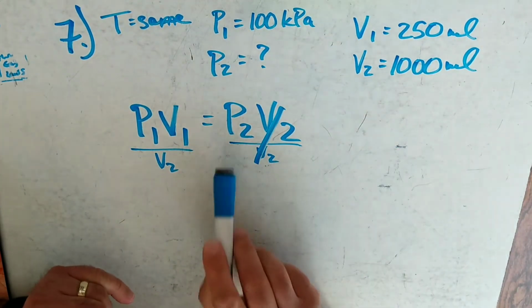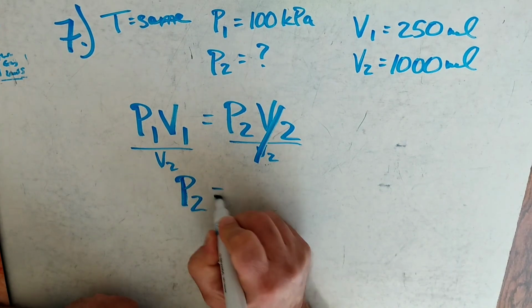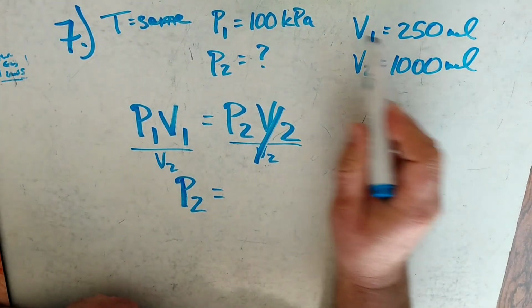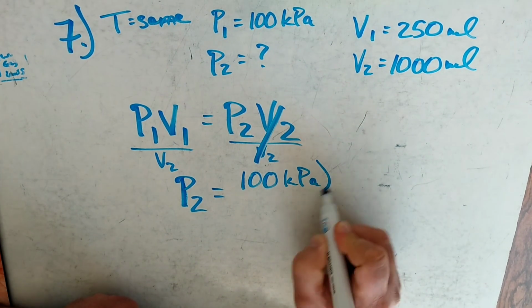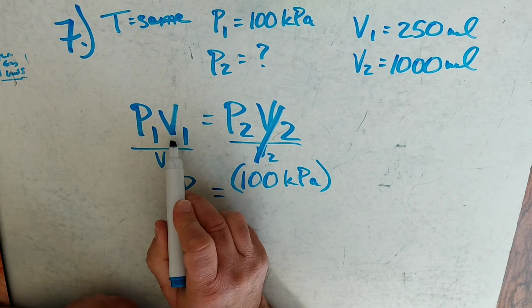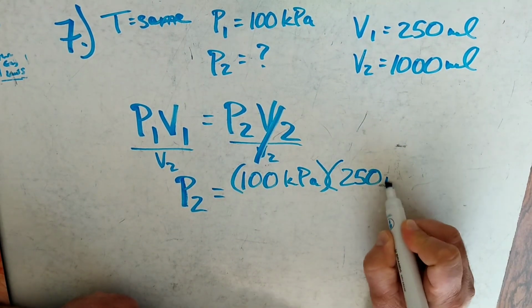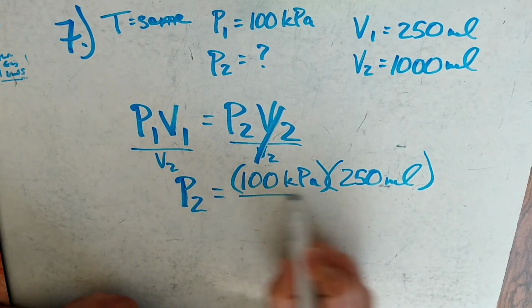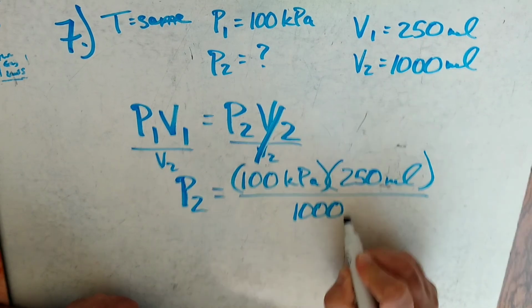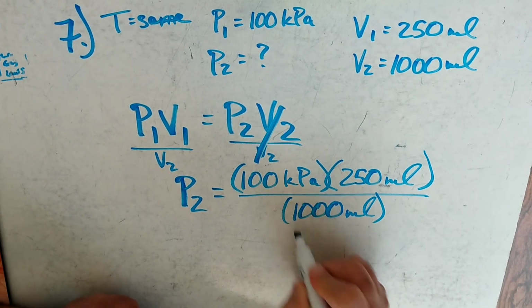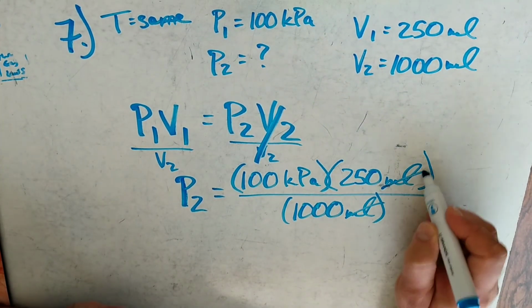Now I'm going to plug these numbers in. Our P2 equals P1, which is 100 kilopascals, times our V1, which is 250 milliliters, all divided by V2, which is 1,000 milliliters. Right off, let's go ahead and cancel out the milliliters.